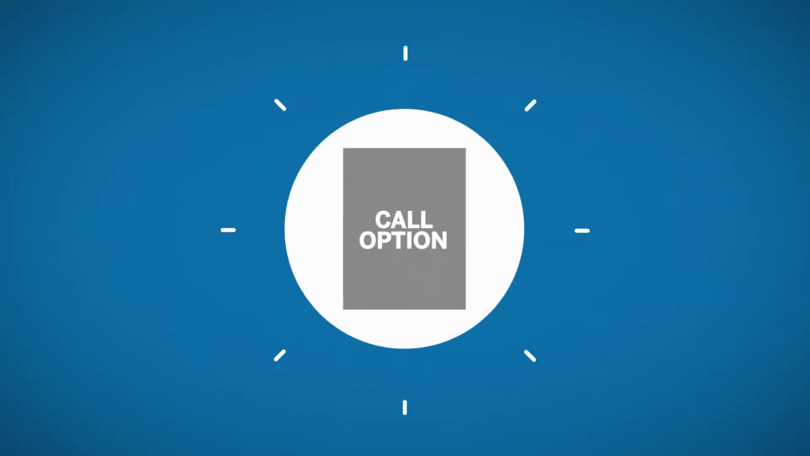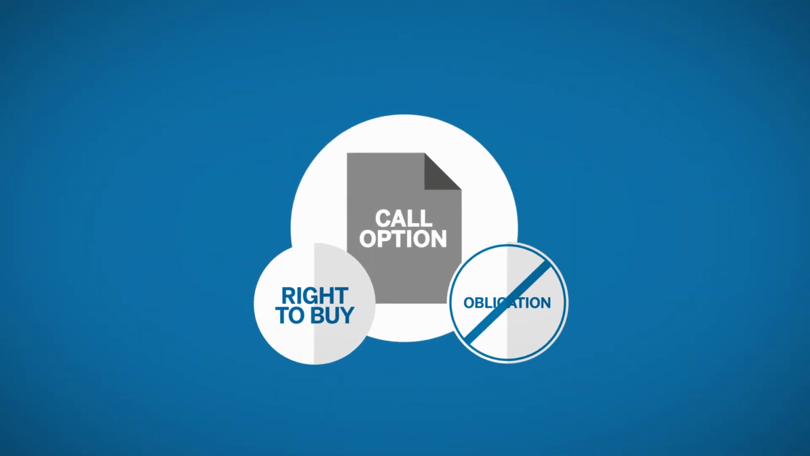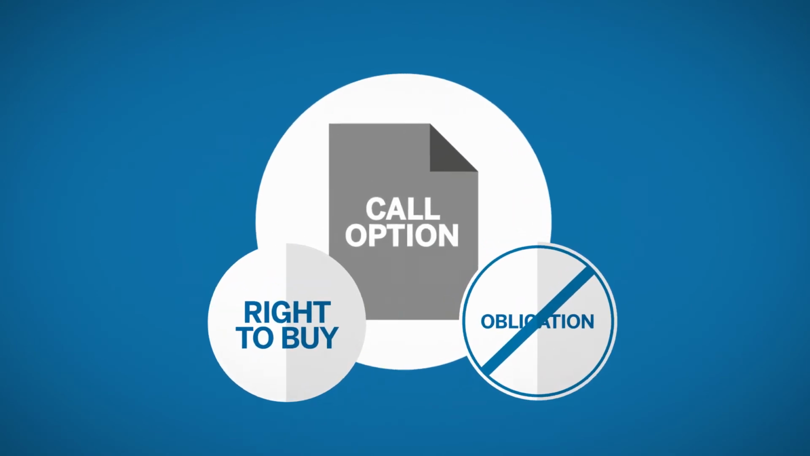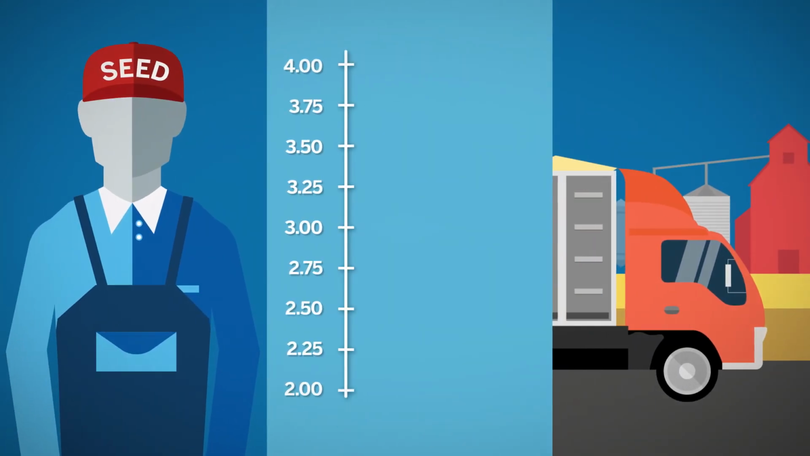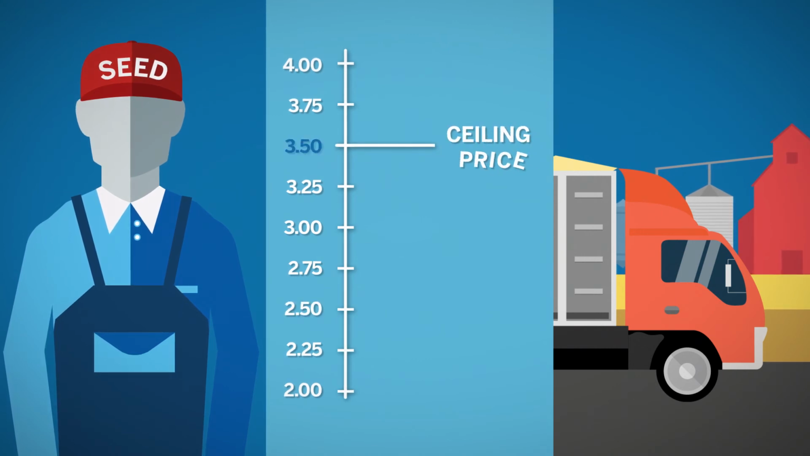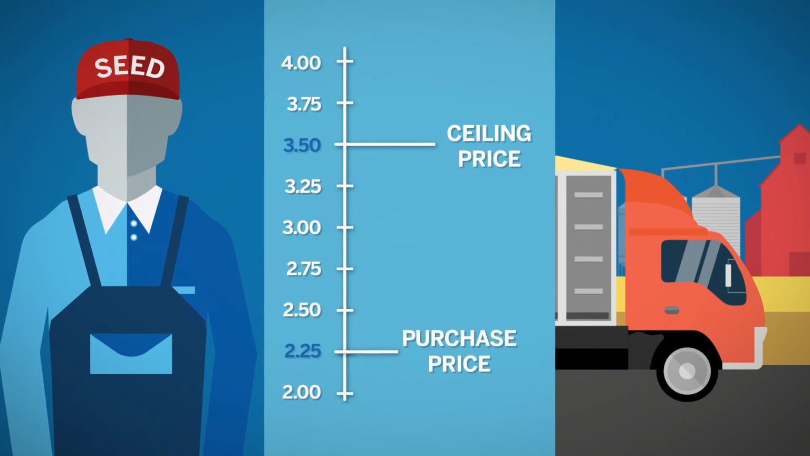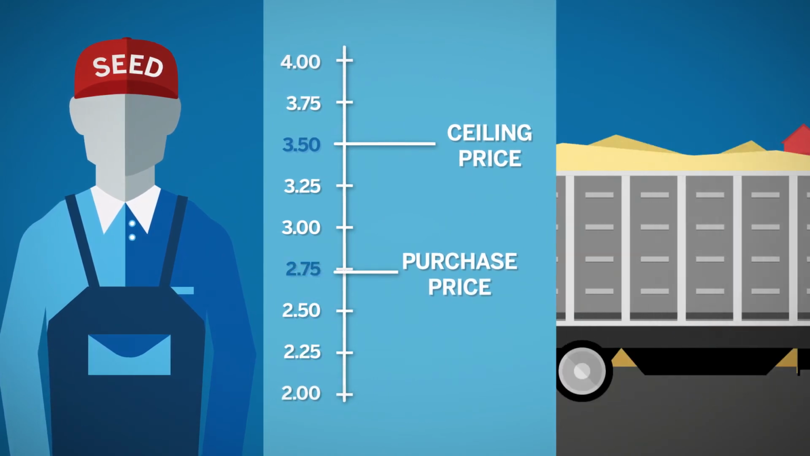A grain buyer could purchase a call option, which gives the owner of that option the right but not the obligation to buy grain futures at a specific price. A call option allows a grain buyer to establish a maximum or ceiling price for the grain he is buying, while still being able to take advantage of lower prices in the cash market, should the opportunity arise.